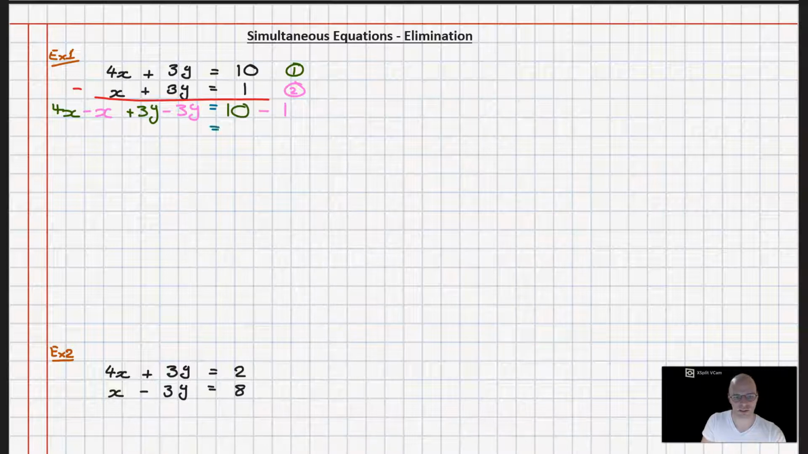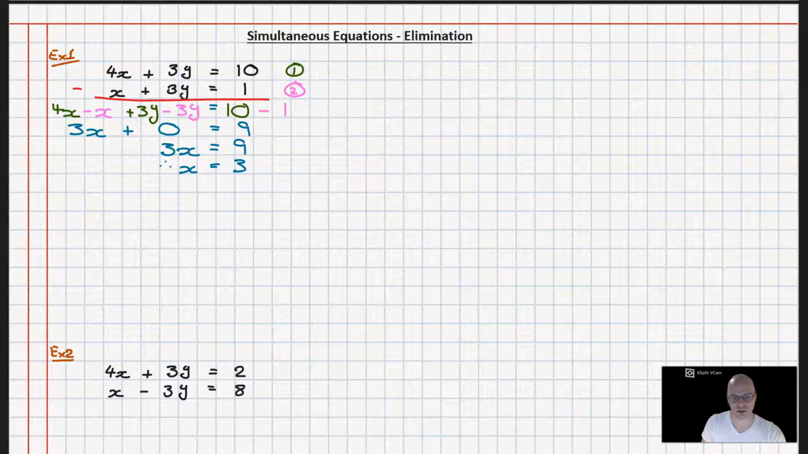Now collecting like terms, on the right hand side we've got 9. Over here we've got 4x take x is 3x. Plus 3y take 3y, well that's nothing. Cleaning this up, 3x equals 9, and therefore x is equal to 3. This process is called elimination. We've subtracted two equations from one another, and in the process removed one of the terms.